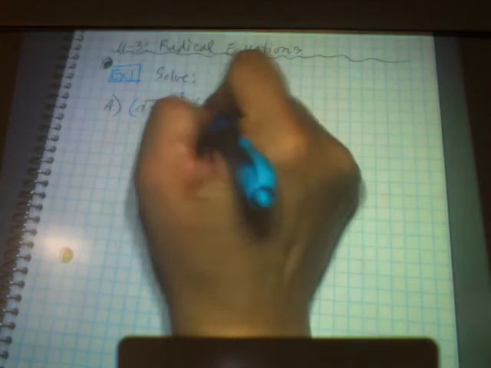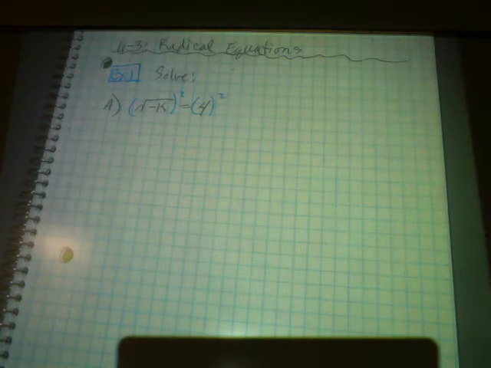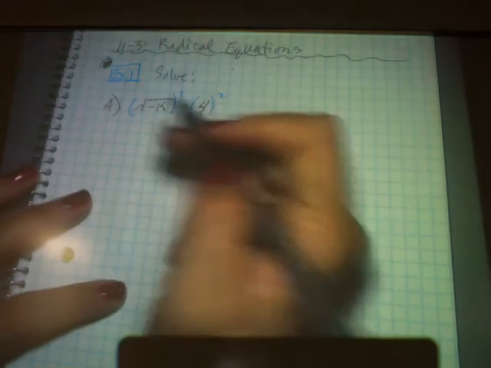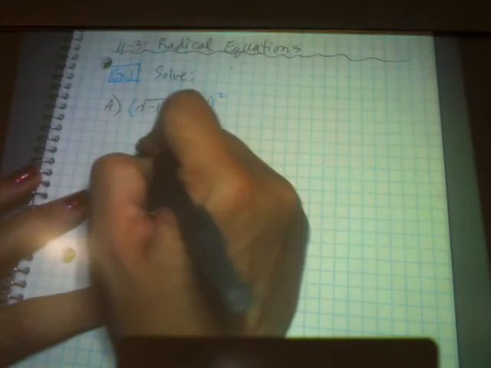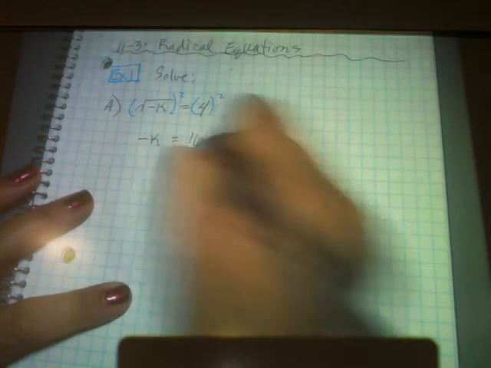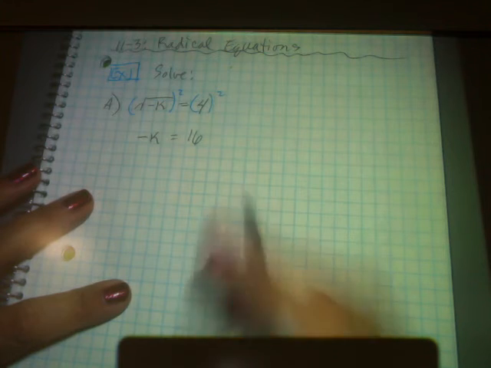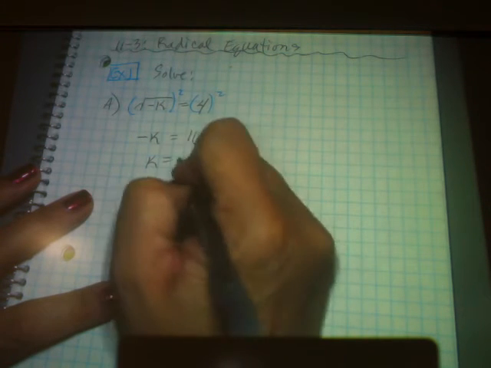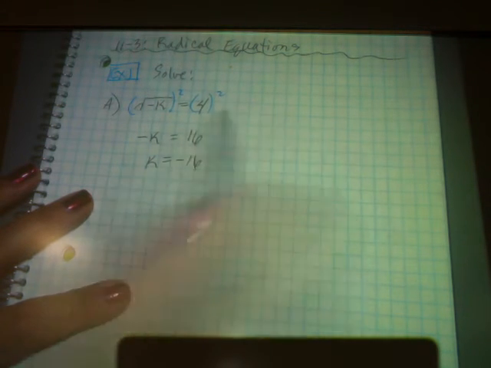How do we solve radical equations? Yep, get the radical by itself on one side, which it is, and then square both sides. This process of squaring both sides doesn't always give us a valid answer, so we do have to check our answers. So when I square that radical, I get exactly what's underneath the radical. So in this case, negative k. 4 squared is 16. And so what would k equal? Negative 16, right? So multiply or divide by negative.